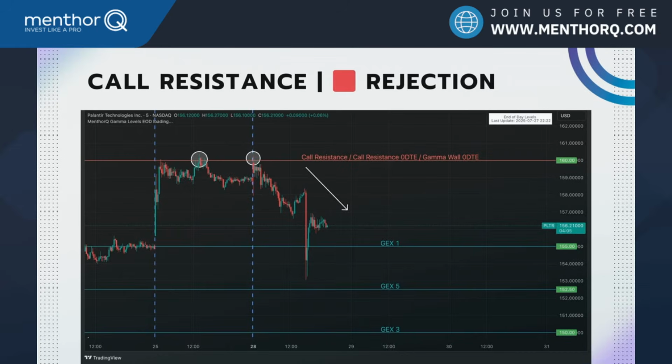Let's look at an example. This was an example that we took yesterday, I think the previous day. This was Palantir. We saw the price approaching the core resistance on the previous day. Then on the next day, the price opened at core resistance and reversed back.